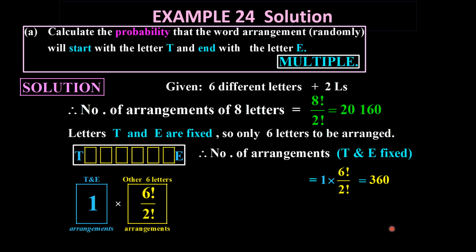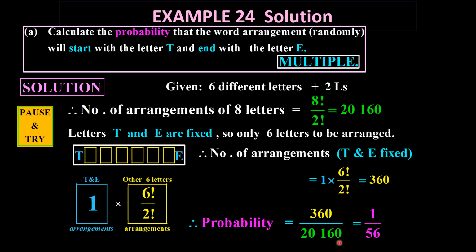But recall that we didn't ask you to count, we want the probability. And we know the total arrangements for 8 letters is 20,160. So the probability there would be 360, because that's the case where it starts with a T and ends with an E, over the 8 letters arranged without any restrictions. If you simplify that, it gives me a probability of 1 over 56.